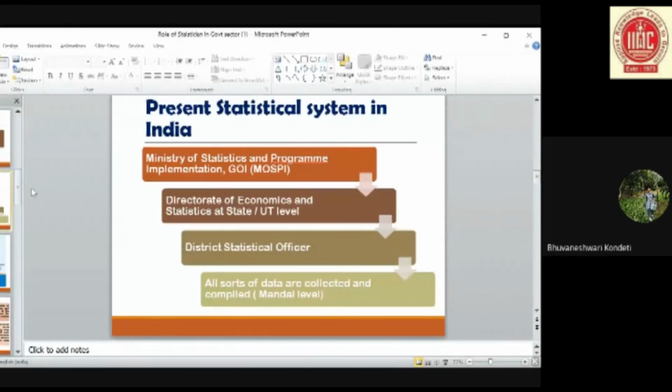Being statisticians, it is our responsibility to provide quality data, so that from mandal to the top level, the country, we are presenting everything properly. Finally, we can show our economic growth in a proper way. So at mandal level, or at the lower level, we have to be careful with the data.